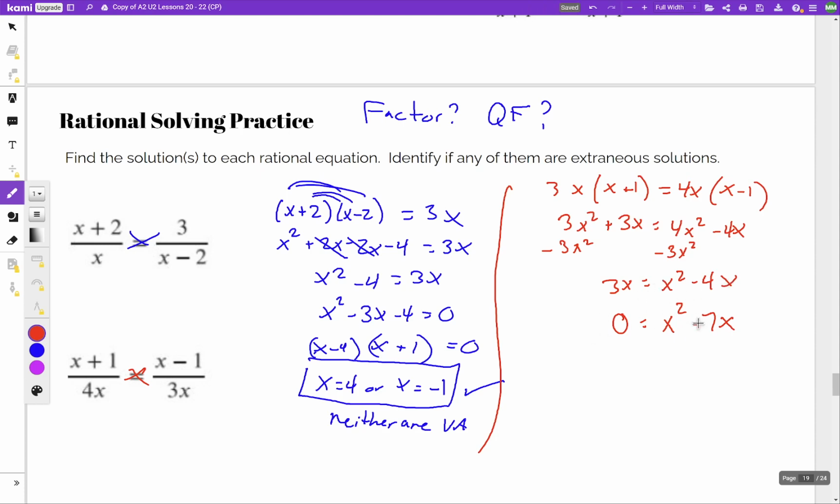Now, does this factor? It most certainly does. We can factor out an x, right? We end up with that. So 0 equals x times x minus 7. So what can x be? x equals 0 or x equals 7. Both of those numbers should work.